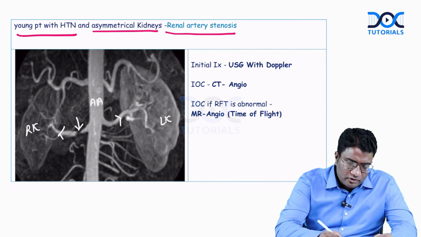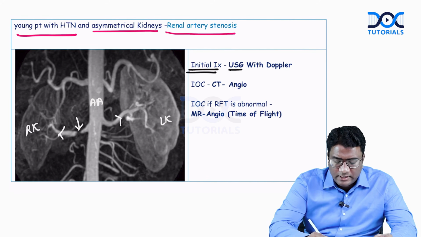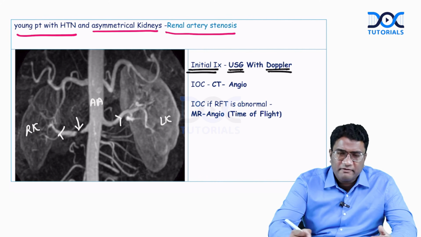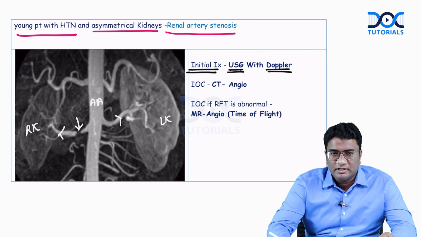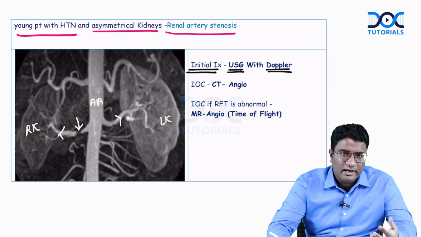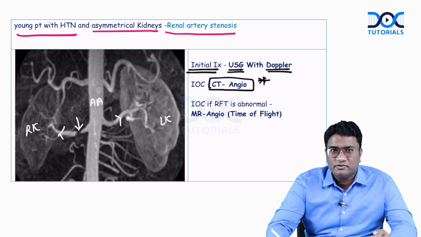The initial evaluation of these patients is done with ultrasound Doppler. The ultrasound will show you the asymmetrical kidneys and Doppler may find the renal artery stenosis. If it's a very thin person, you may actually see the renal artery stenosis on the ultrasound Doppler. But the investigation of choice that will show the narrowing clearly and also the collaterals that have developed is CT angiography. So the investigation of choice for renal artery stenosis is CT angiography.